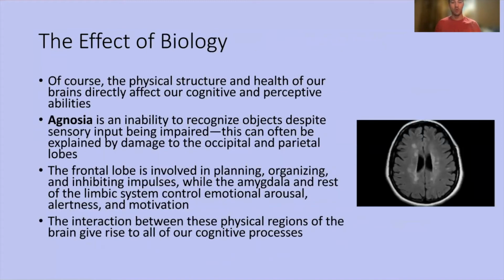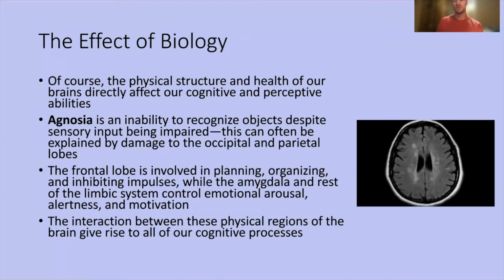We also have biology, of course, that affects cognition. When we say biology, we're talking specifically about the actual physical structure, the physical anatomy and physiology. The physical structure and health of our brains directly affect our cognitive and perceptive abilities. There is a condition known as agnosia, which is an inability to recognize objects despite sensory input not being impaired. This can often be explained by damage to the occipital and parietal lobe, for example. So we do know of conditions that are directly an effect of lesions or scarring on specific parts of the brain. It's been thoroughly studied, especially with different agnosias.